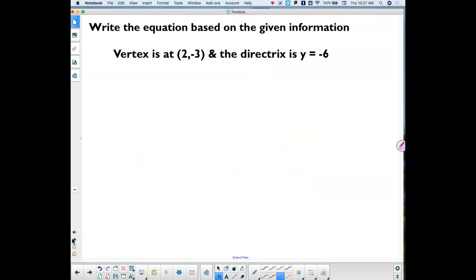Okay? Now, try that one. So, we've got a vertex. If I do a quick sketch, we've got a vertex down here. We've got a directrix down here even more. So this tells me which way is it going to open? Up. Yep.